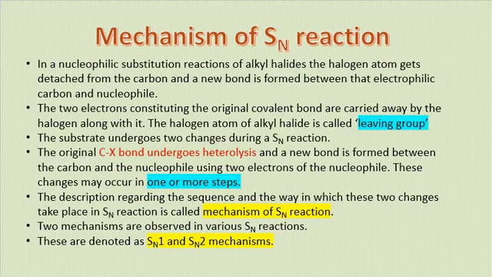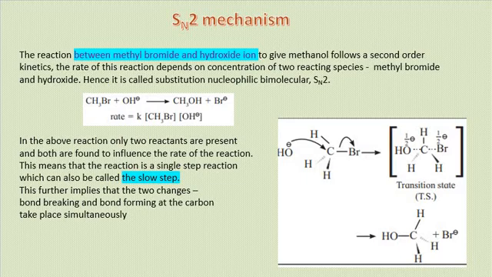These changes may occur in one step or in two steps. The description regarding the sequence and the way in which these two changes take place in nucleophilic substitution reaction is called the mechanism of nucleophilic substitution reaction or SN reaction. Two mechanisms are observed in various SN reactions, and these are denoted by SN1 and SN2. Now we will talk about SN2 first.